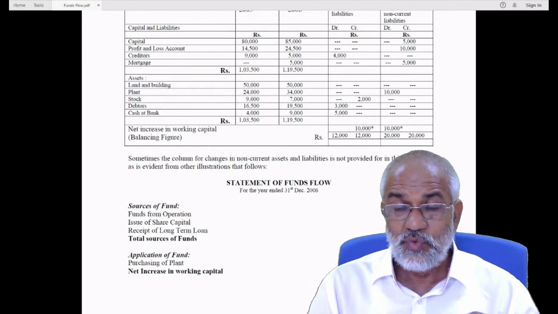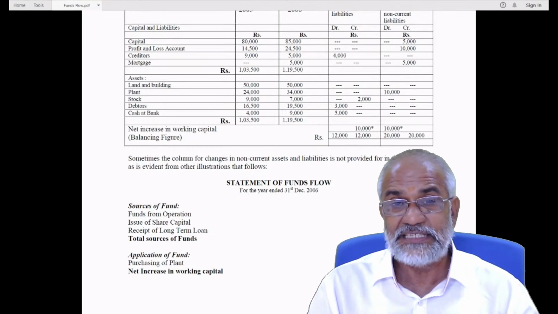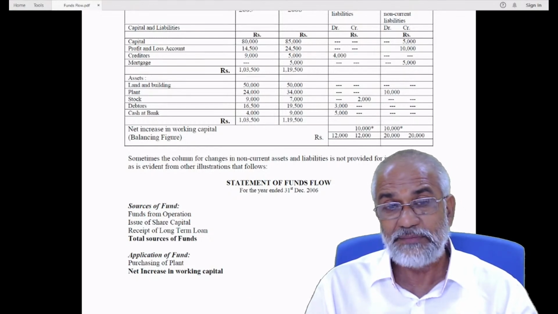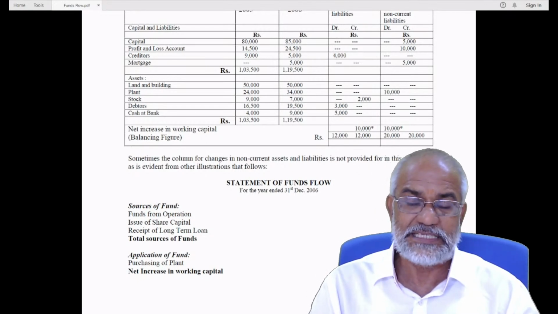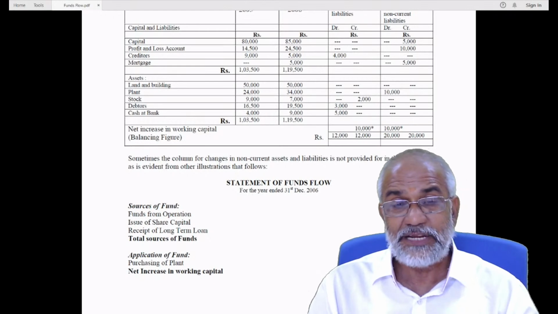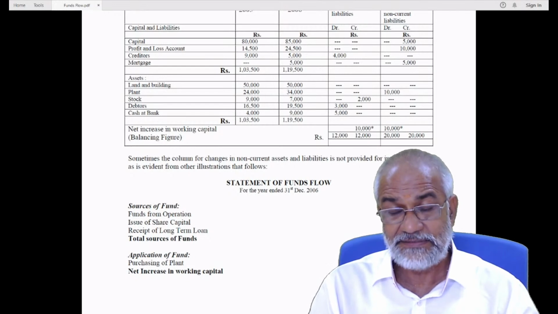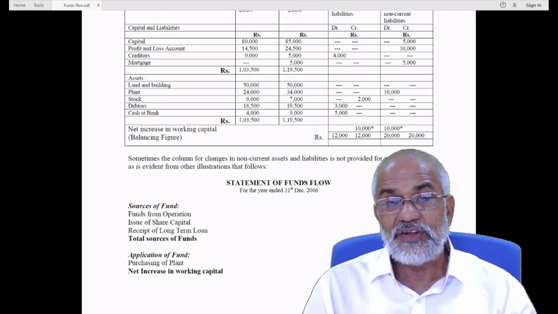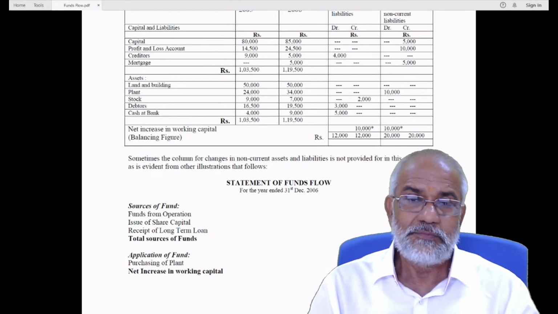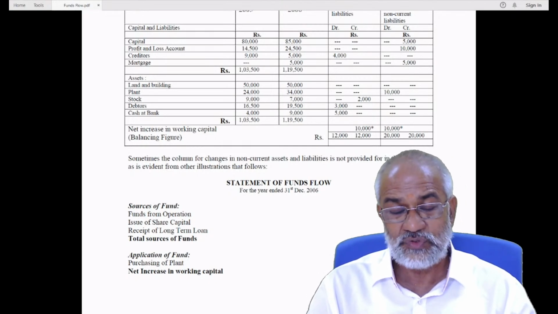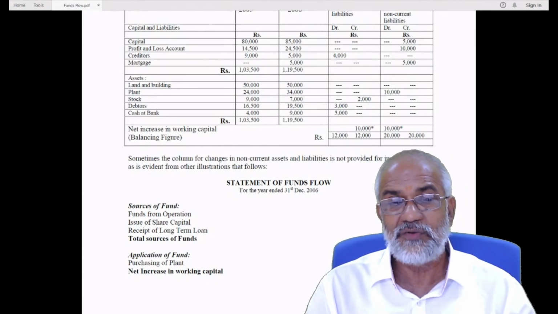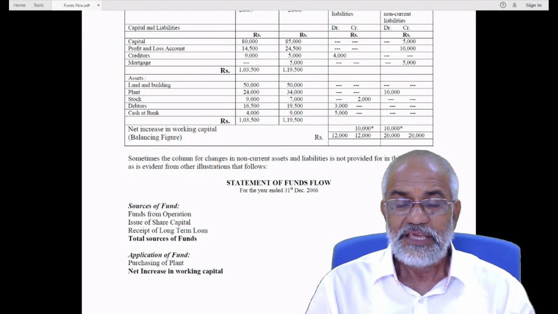So here there are two sets of entries. The first entry is depreciation account debited to plant and machinery. Then profit and loss account debited to depreciation. So depreciation is debited by 2,400 and depreciation is credited by 2,400. Both the accounts can be nullified, and the resultant entry remaining is profit and loss account debited to plant and machinery account 2,400. Plant and machinery is credited, reduced by 2,400, and profit and loss account is debited by 2,400.